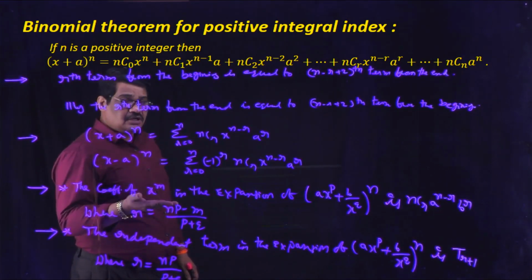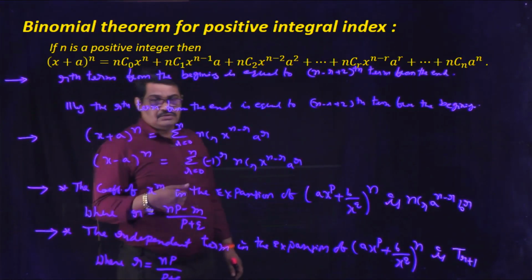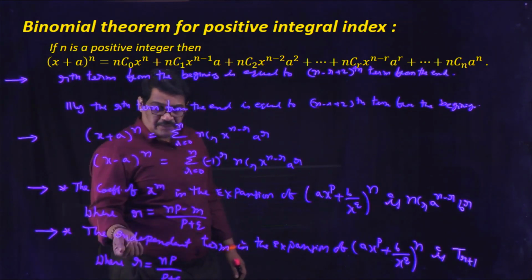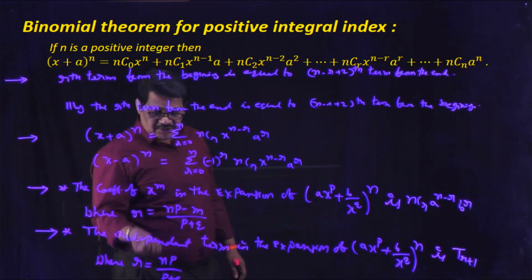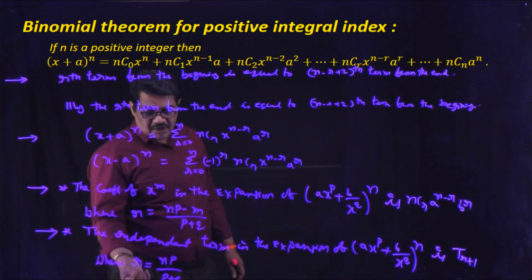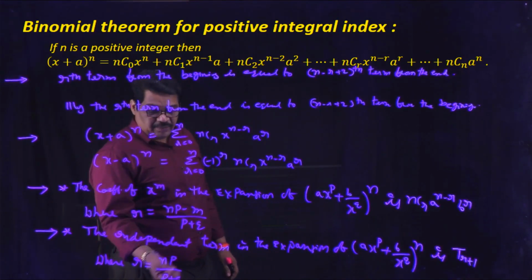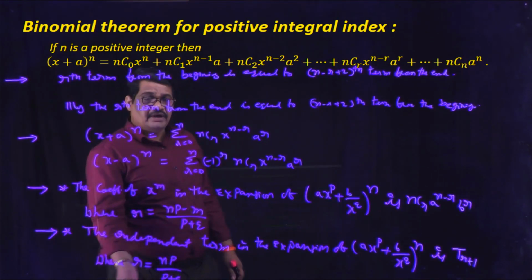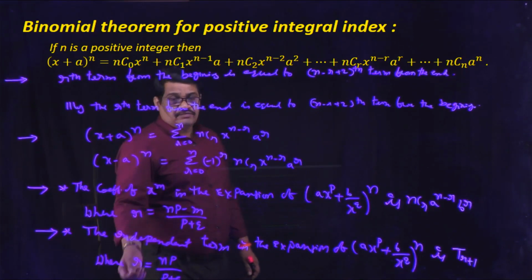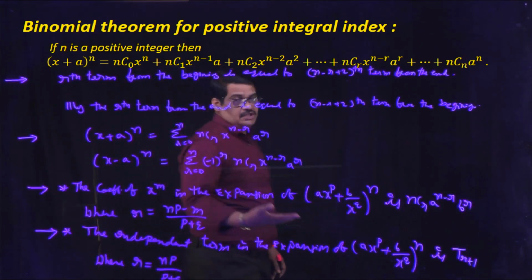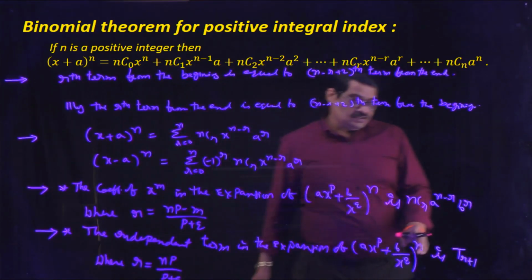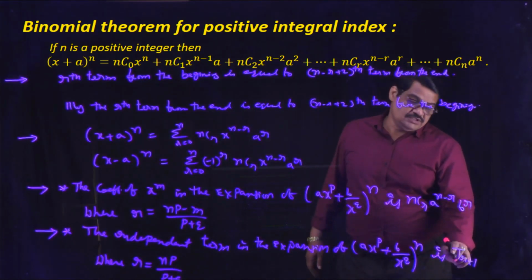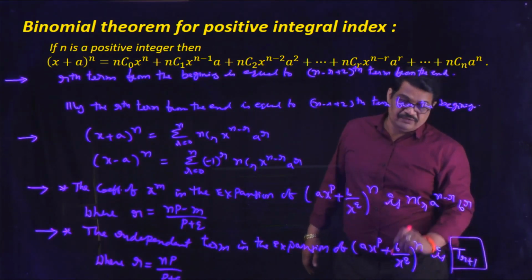That is, in the term there is no x term. So the term independent of x: here we take m as 0. Then r is equal to np by p plus q. Then we find r. After finding the r value, what is the term independent of x? That is T r plus 1. This is the independent term of x.